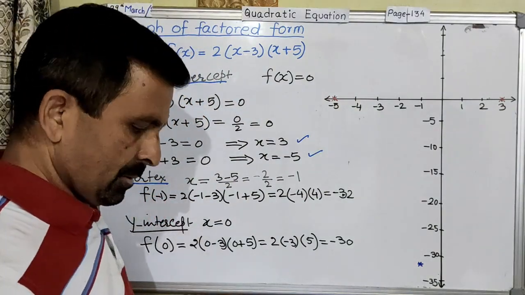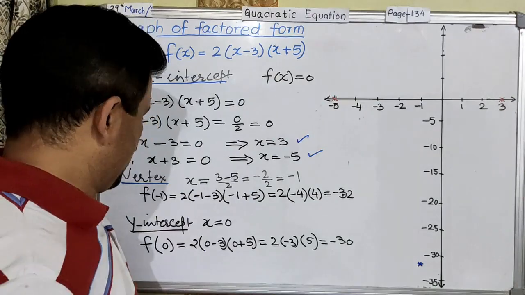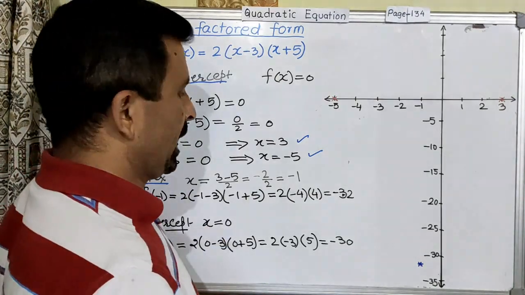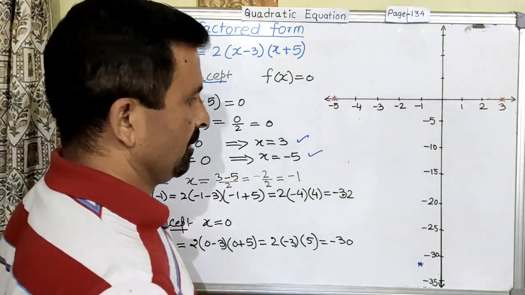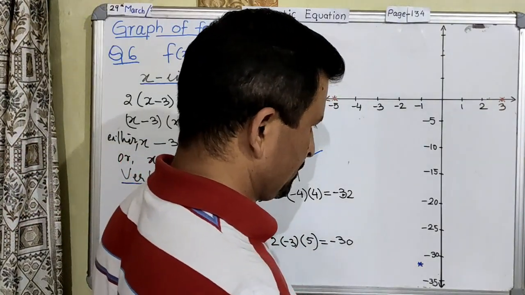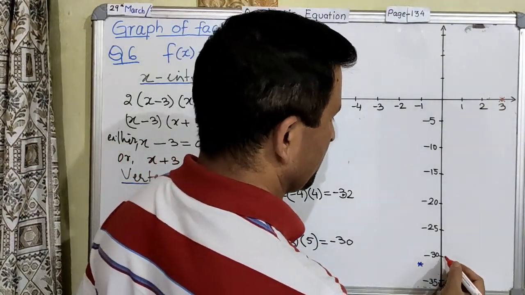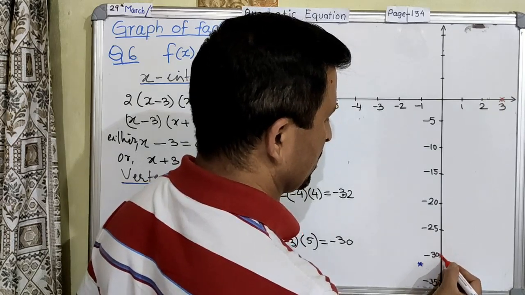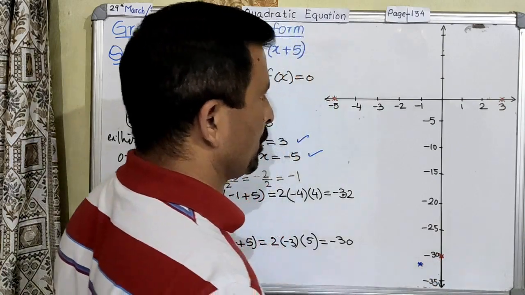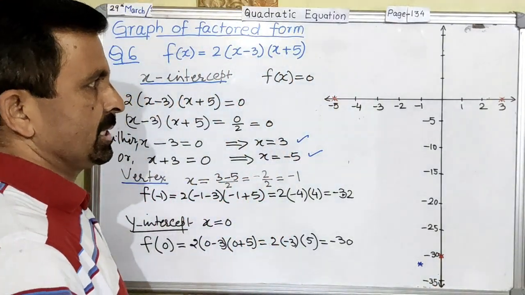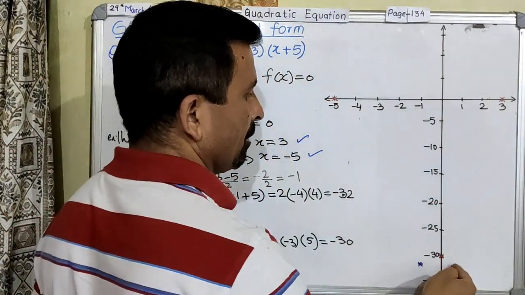Then the Y-intercept. Y-intercept is X is equal to 0, and Y is negative 30. So this is your X is equal to 0 and Y is negative 30. So this is your fourth point. Now you can see here all the 4 points are marked.